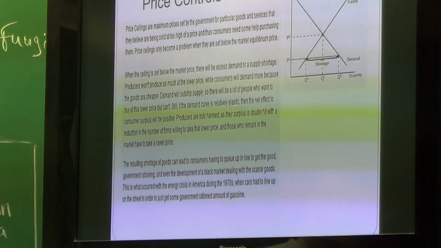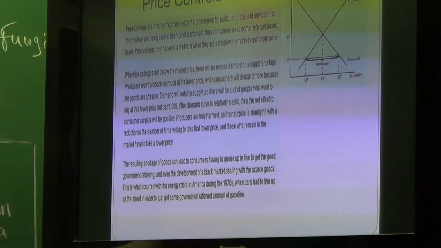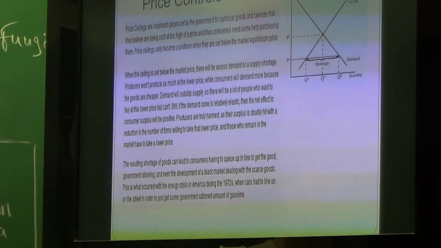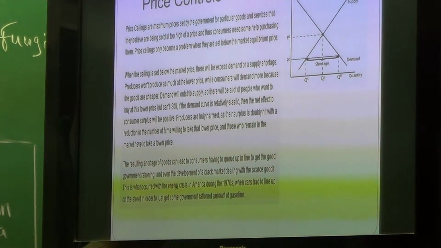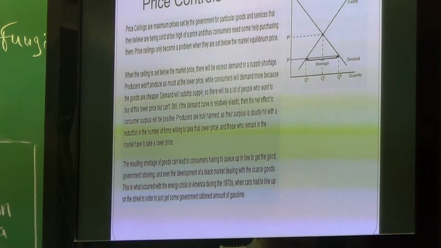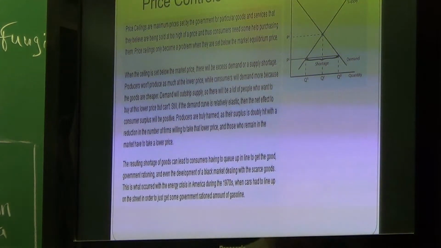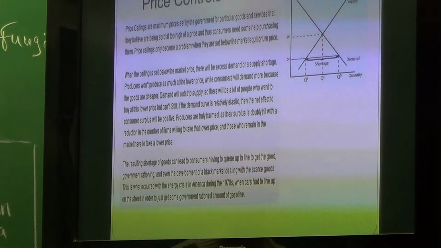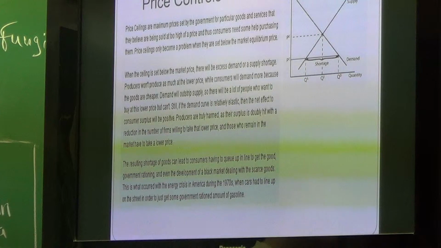So the resulting shortage of goods can lead to consumers having to queue up in line to get the good, government rationing, so the allotment of goods and services, where you kind of have to wait, and even the development of a black market dealing with the scarce goods. This is what occurred with the energy crisis in America during the 1970s when cars had to line up on the street in order just to get some government rationed amount of gasoline.